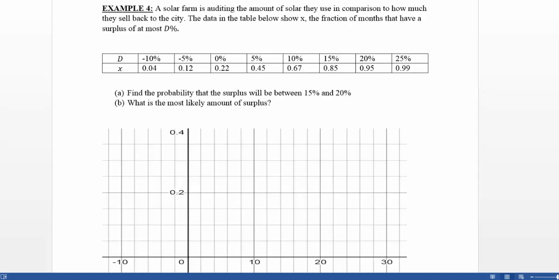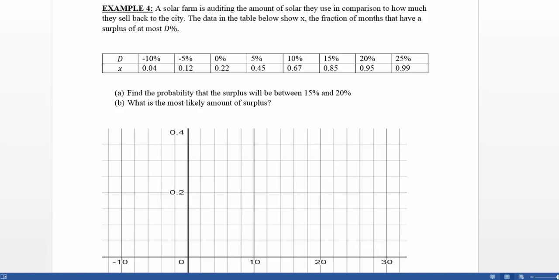Example 4. A solar farm is auditing the amount of solar they use in comparison to how much they sell back to the city. The data in the table below show the fraction of months that have a surplus of at most D%. So what this means is that when D is negative 10%, they are not even generating enough to cover their own needs. So they are down 10%. When they're at 0%, they're neutral. They generate just enough solar to cover the amount they use. And then, for example, at 15%, they're generating a surplus of 15% that they can sell back to the city.